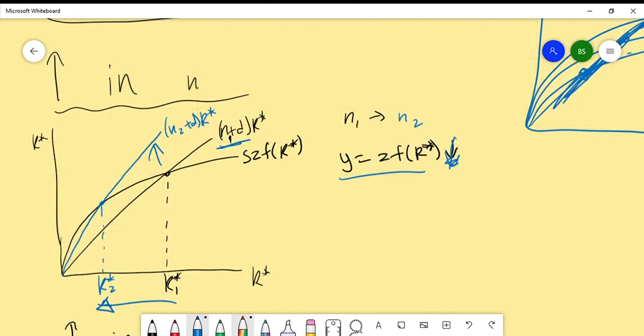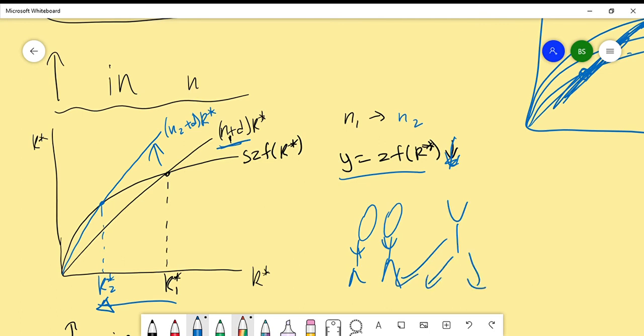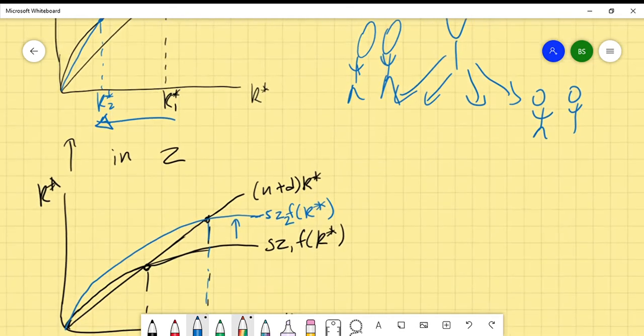Actually, I have to think about this. An increase in n is an increase in the population growth rate. If the population is growing a lot, if there are so many people, that means the amount of income that goes to each person falls, because you have more mouths to feed. Because of that, this y, the y per person, falls.